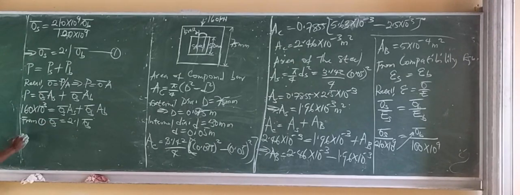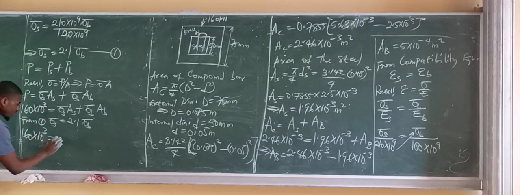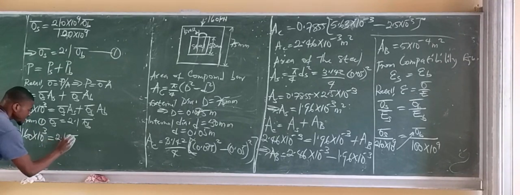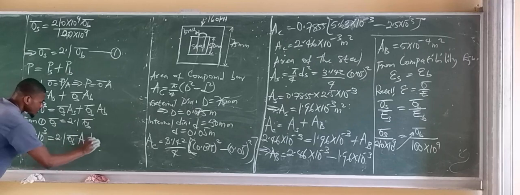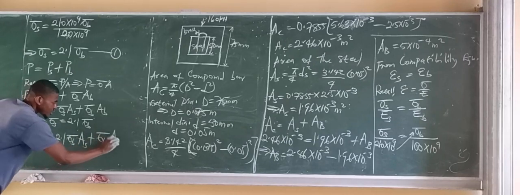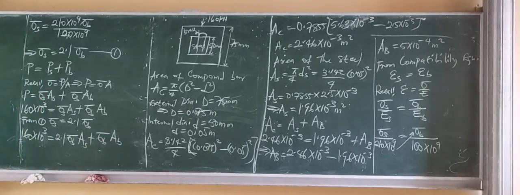So that simply means now that 160 by 10 to the power of 3 is now equal to, in place of the stress of steel, 2.1 times the stress of brass times the area of steel, which is this As, plus the stress of brass times the area of brass. That's the first thing we do.